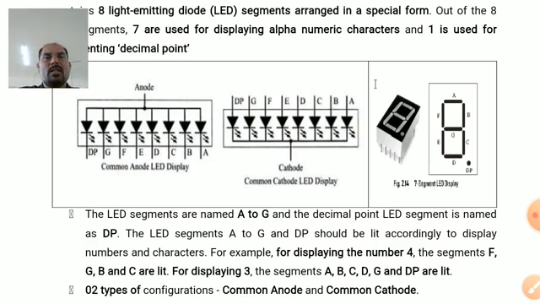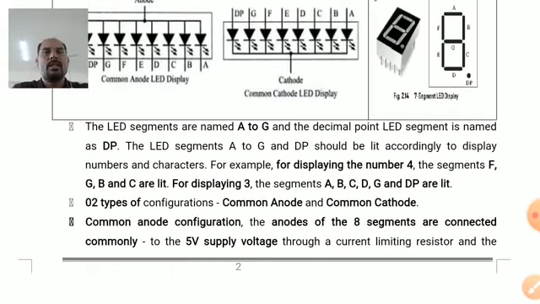Whenever any port pin is made 0, the current flows from the anode to the cathode of that particular LED and that LED turns on. Whereas in the common cathode LED display, the cathodes of all the LED segments are connected commonly to the ground, whereas the anodes of these LEDs are left open, and these anodes can be connected to the port pins of the processor or controller. Whenever I make the anodes of these LEDs 1, current flows from anode to cathode, hence the corresponding LED turns on.